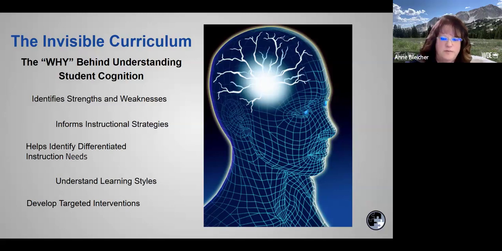Often, teachers, after a student goes through evaluation, are very interested in what the academic scores are. But it's really important to understand what those cognitive scores are as well. It identifies strengths and weaknesses for students. It informs your instructional strategies. It helps to identify some differentiated instruction that you may need to do. It helps you understand learning styles, and it helps you develop targeted interventions.